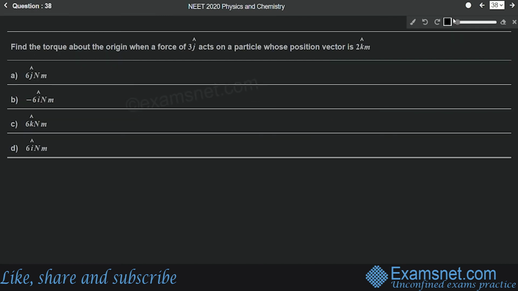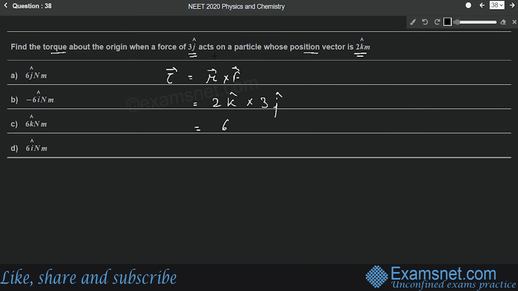Question number 38 is from the chapter Systems of Particles and Rotational Motion, and the question is, find the torque about the origin when a force of 3 j cap acts on a particle whose position vector is 2 k cap meter. Okay, so we know that torque is equal to vector r cross vector F, where vector r is the position vector and F is the force. Okay, so it is given that the position vector is 2 k cap meter and force is 3 j cap, right? So 2 into 3 will be 6.